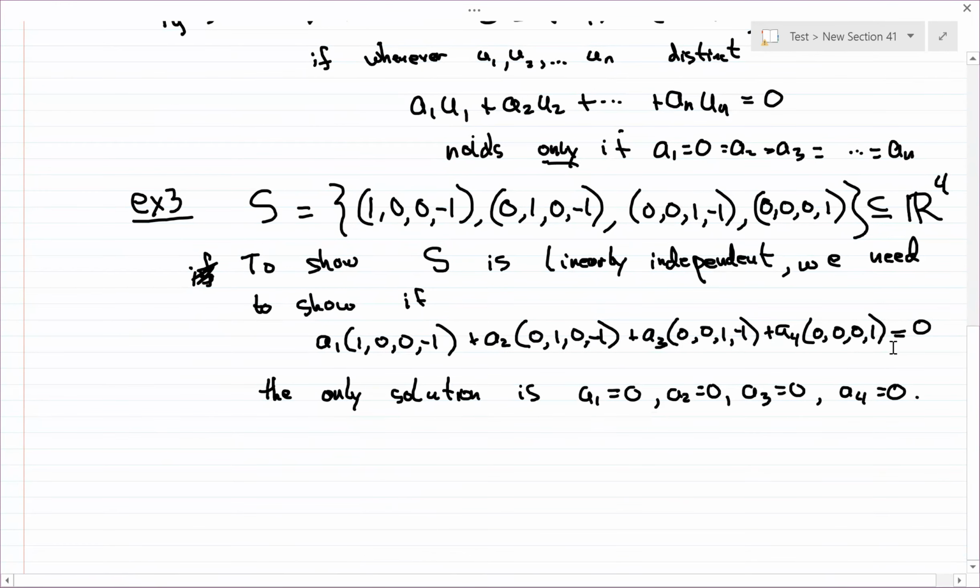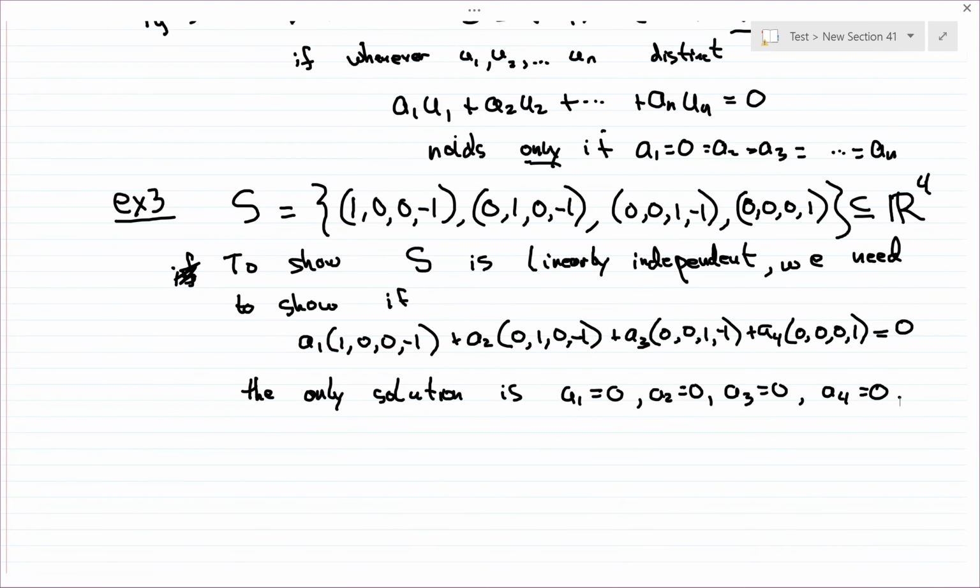Okay, so how do you actually show that this collection is independent? You need to show that this is the only solution. And what they do is pretty straightforward, so let's just redo it. Let's equate components. This is the zero vector, so I'm going to write that just to make it even clearer, as 0, 0, 0, 0.